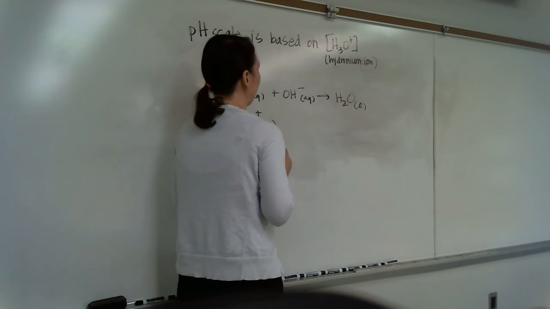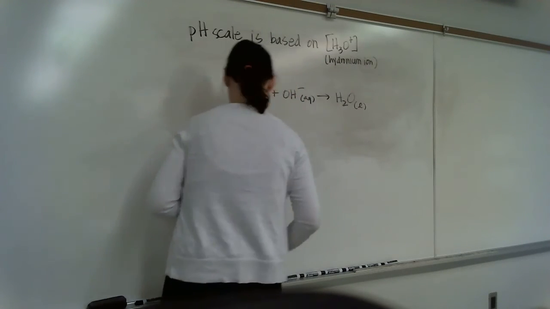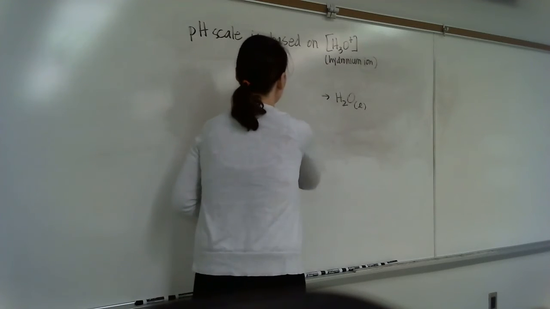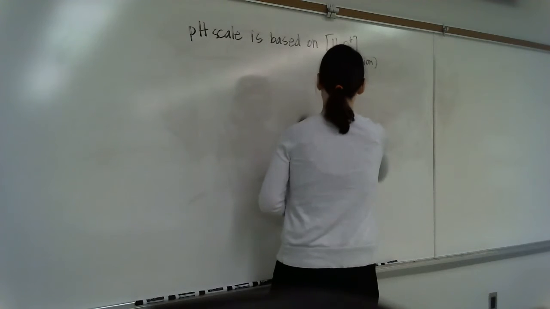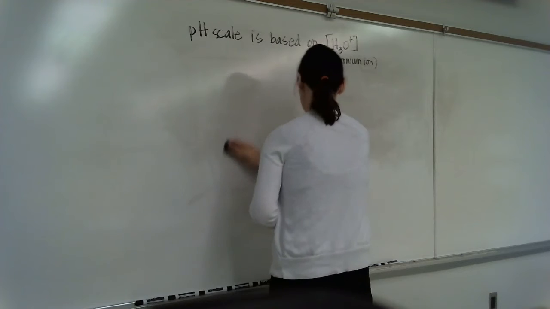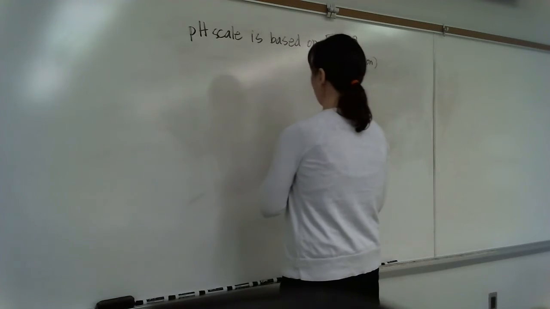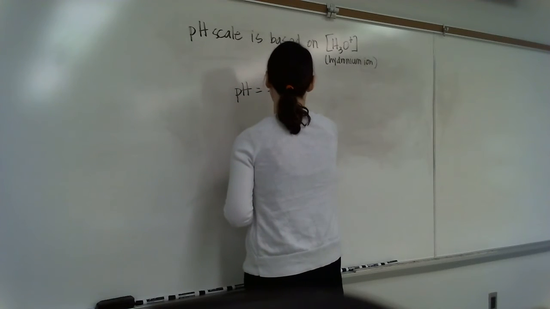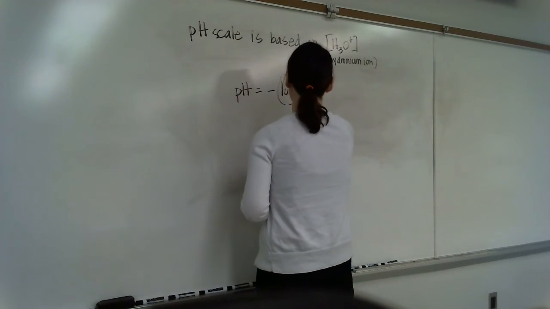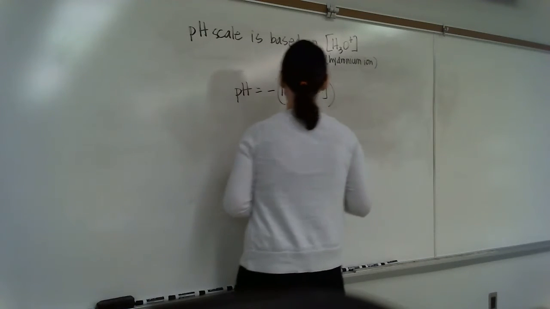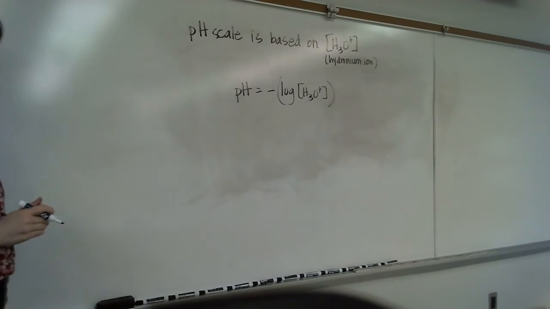So the pH scale is based on the amount of hydronium ion in your solution. And the pH scale is logarithmic, which means you have to use the logarithm button on your calculator. So don't let that scare you. It sounds scarier than it really is. The definition, calculating pH: pH is equal to negative log of H3O plus. So you take the logarithm of it and then change the sign. That's why I put negative around it.